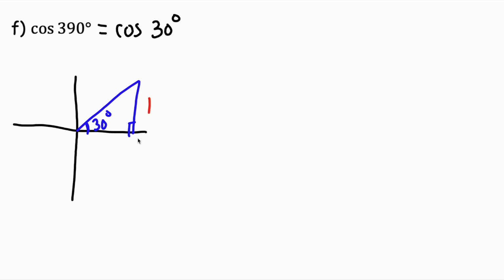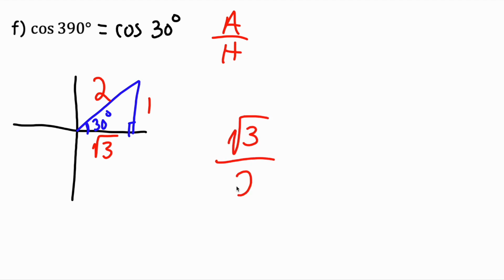Opposite of 30 is 1. It went up, so positive 1. Adjacent is square root of 3, and it's to the right, so positive square root of 3. Hypotenuse is 2. Ratio for cosine, adjacent over hypotenuse, so square root of 3 over 2. There's my final answer.